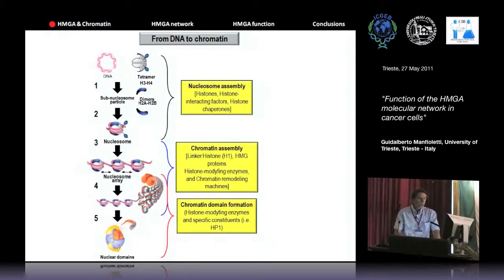What I'm going to talk about today is HMG proteins, which is a group of proteins involved in chromatin organization and that in general contribute to several processes which occur within the nucleus by opening the chromatin fiber. In general, they keep the chromatin fiber more open.